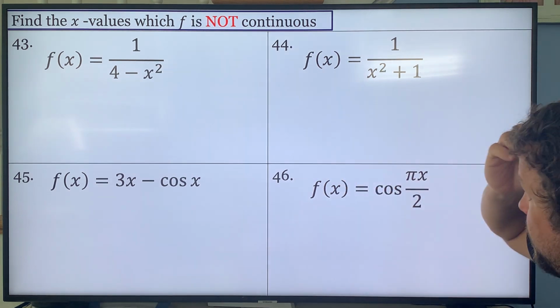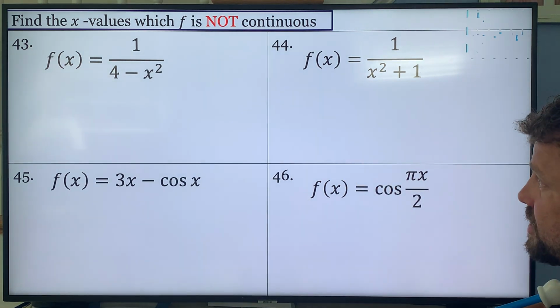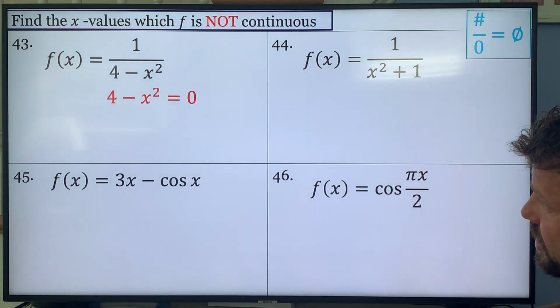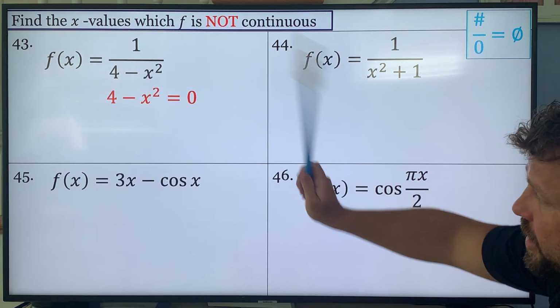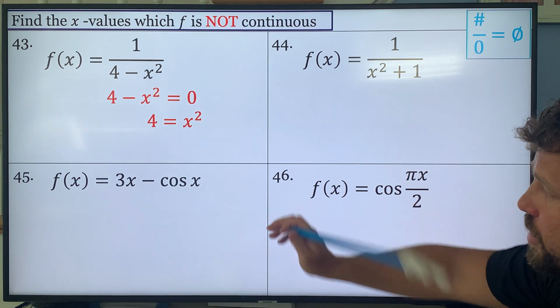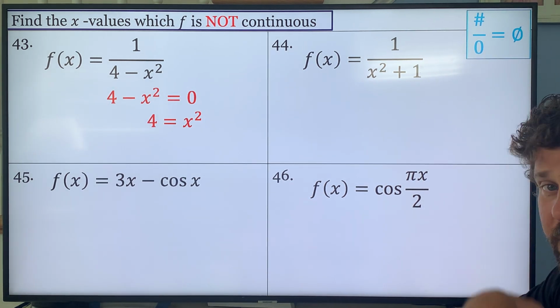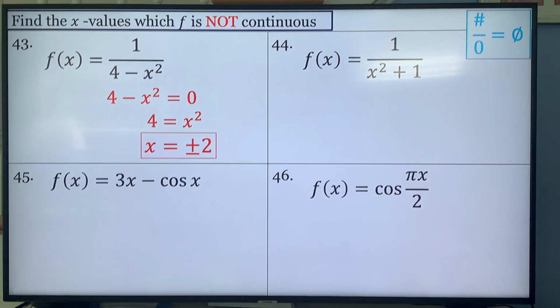Fraction, so when that denominator equals what? It's not continuous when a number divided by 0 is undefined, so when that's 0, I'm going to add x squared to both sides. Square root of 4. What number squared equals 4? Not just 2, but a positive or negative 2. All right, and there'd be asymptotes.